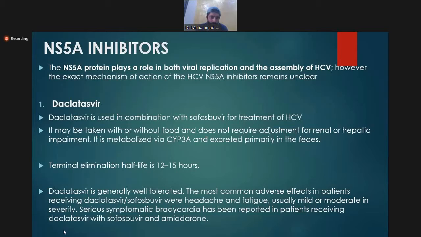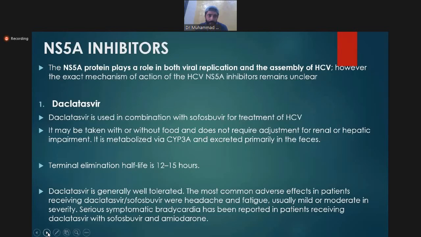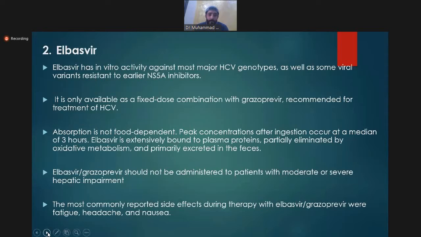Elbasvir, again, is an S-Vir drug. So remember, it's an NS5A inhibitor, Elbasvir. It has in vitro activity against major HCV genotypes as well as some viral variants resistant to earlier NS5A inhibitors. It is only available as a fixed dose with Grazoprevir, and it is recommended for the treatment of HCV.